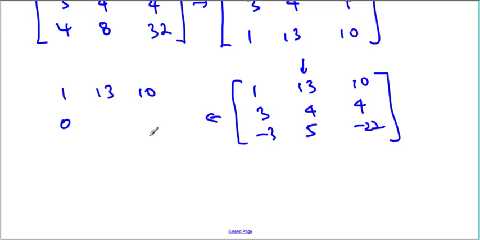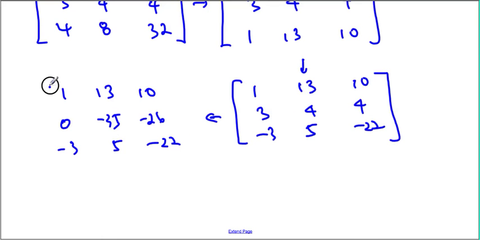Then I'll be getting 0. Negative 3, that means negative 39, adding on to this one would have been negative 35. Negative 3, then we get negative 30, and adding onto this one we get negative 26. And then we end up getting the last row is negative 3, 5, negative 22.